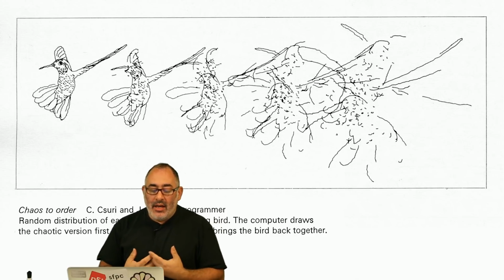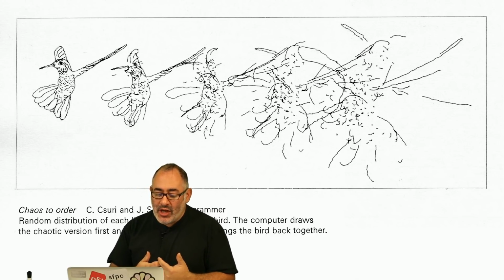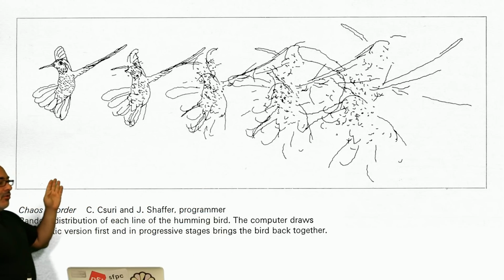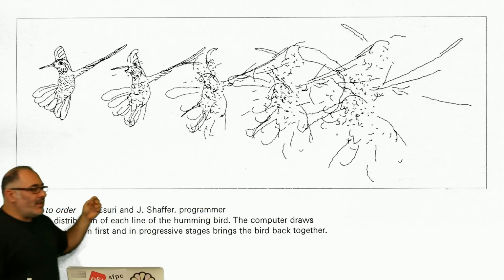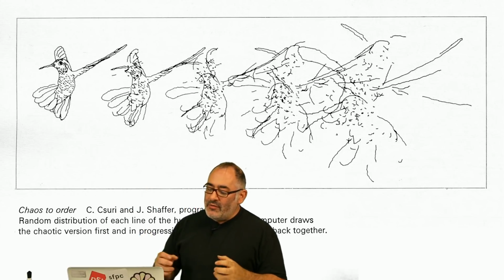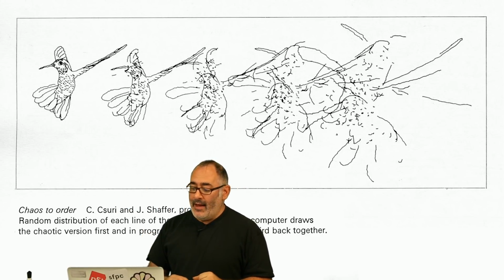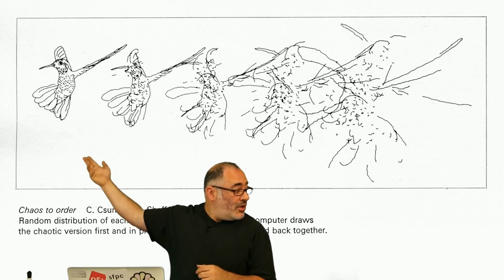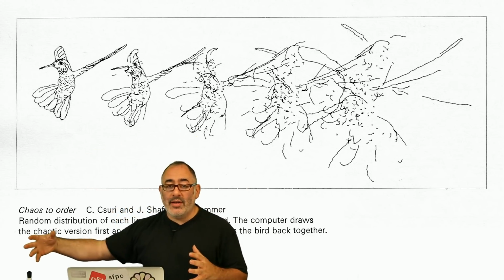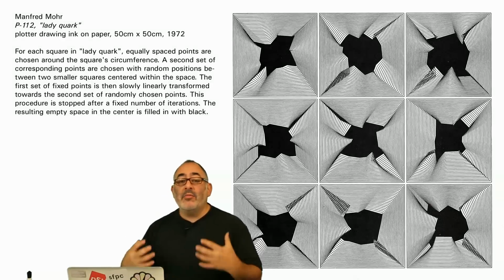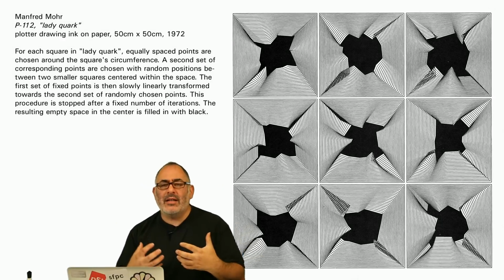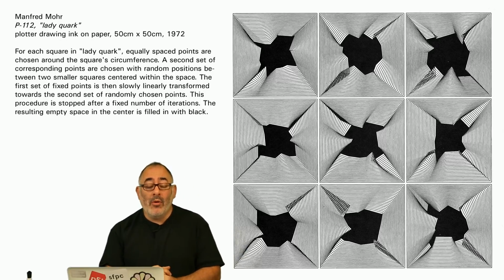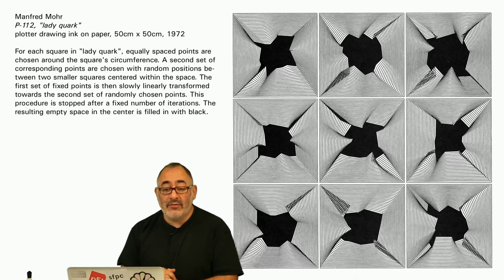This is a project by Chuck Csuri and James Shaffer, who created this progression from chaos to order. It's a random distribution of each line of a hummingbird drawing. And we see this progression from this ordered situation here to a chaotic one here as more and more noise is added. We see a similar project, examining order to noise, in this work by Manfred Mohr called Lady Quark from 1972.